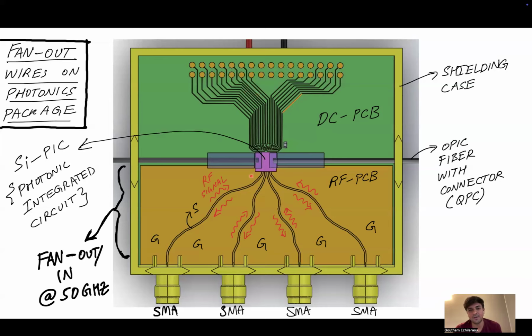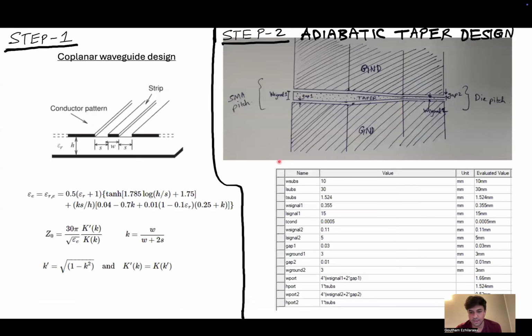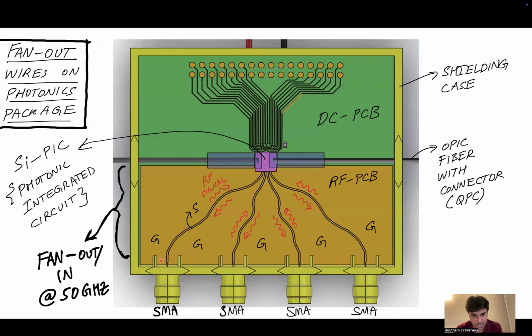So how did I go about designing such a link? Imagine here that there's the SMA connector. The SMA connector has a very large pitch. The pitch can be around hundreds of microns. Then this pitch has to be fanned in all the way to the die, where the die side pad pitches are around, say, 80 microns. So it has to go all the way from hundreds of microns to 80 microns.